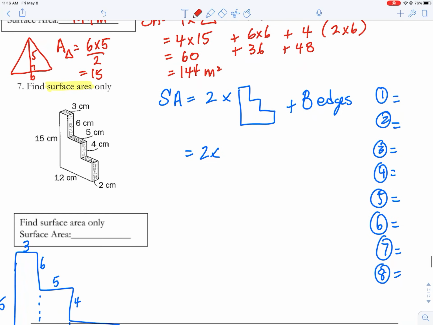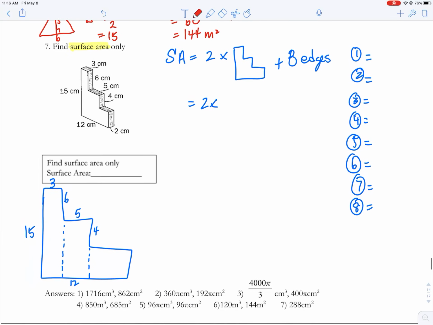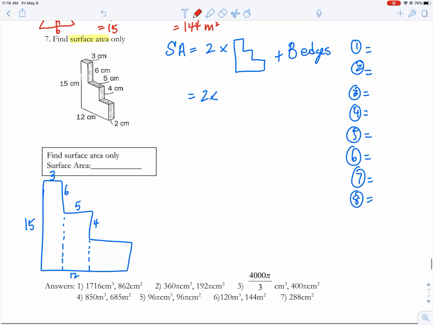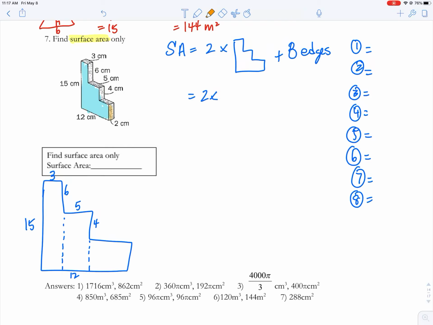Last question. The last question asks us to find the surface area only of this 3-dimensional step staircase thing. So if we're looking at surface area, we're going to have 2 of the side shapes. If I were to shade that in, it would be this blue part. And then we're going to add on a whole bunch of what I think of as the edges. So we'd have this edge and that edge and this edge and that edge and this edge and that edge.